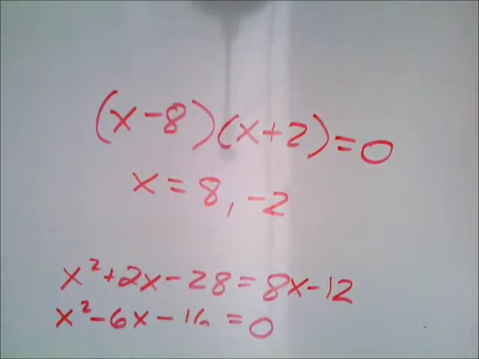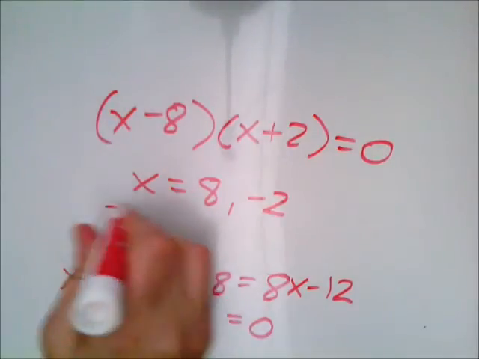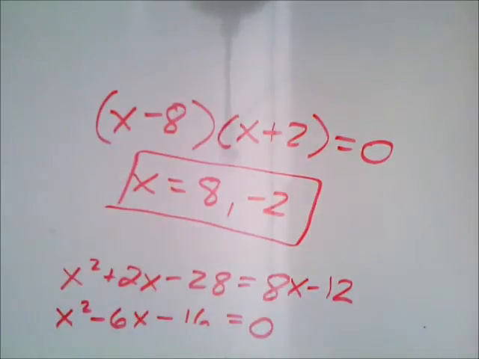And then always a good idea to check them both, put them back in your original equation and see if they actually work, because picture those x's going into the exponents, and it appears that they both do. So you have two solutions, 8 and negative 2.